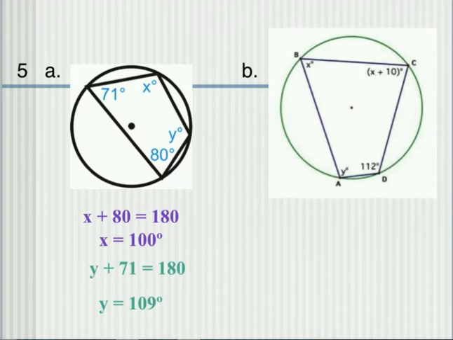You should get x equals 100 and y equals 109 when you pair up opposite angles and say they add up to 180 degrees. Now, you can do the same thing for question 5b. I just want to point out that you probably want to start by pairing up angles B and D before A and C, because A and C would pair up angles that contain both x and y, 2 different variables. So I would start with the angle B and D pair first.